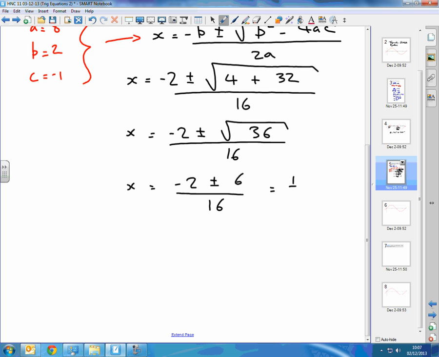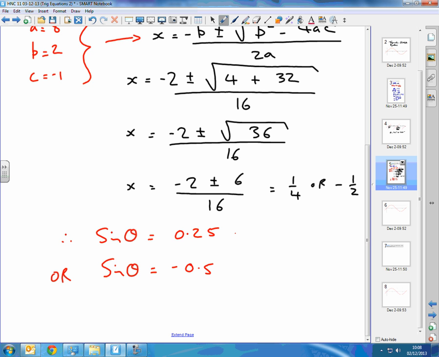Which is minus 2 plus 6 is 4. 4 over 16 is a quarter. Or minus 2 minus 6 is minus 8. Minus 8 over 16 is minus a half. So x equals a quarter or minus a half. But remember, x is sine theta. So therefore sine theta equals a quarter or 0.25. Or sine theta is minus a half.